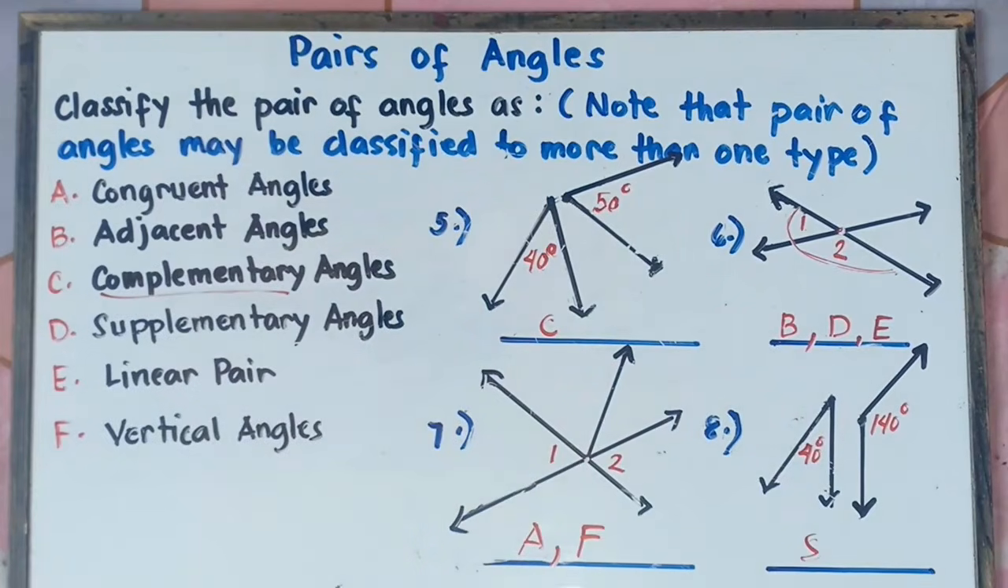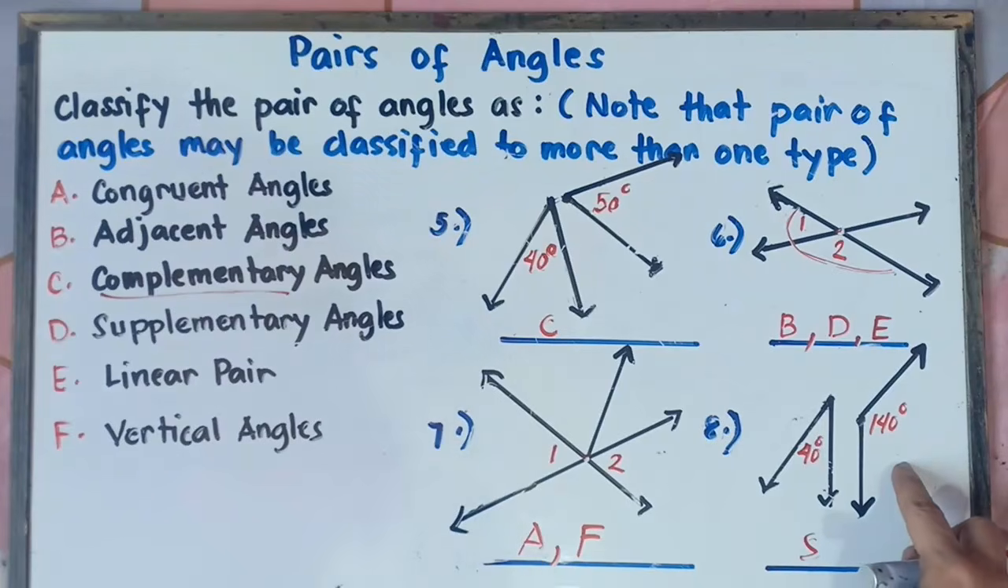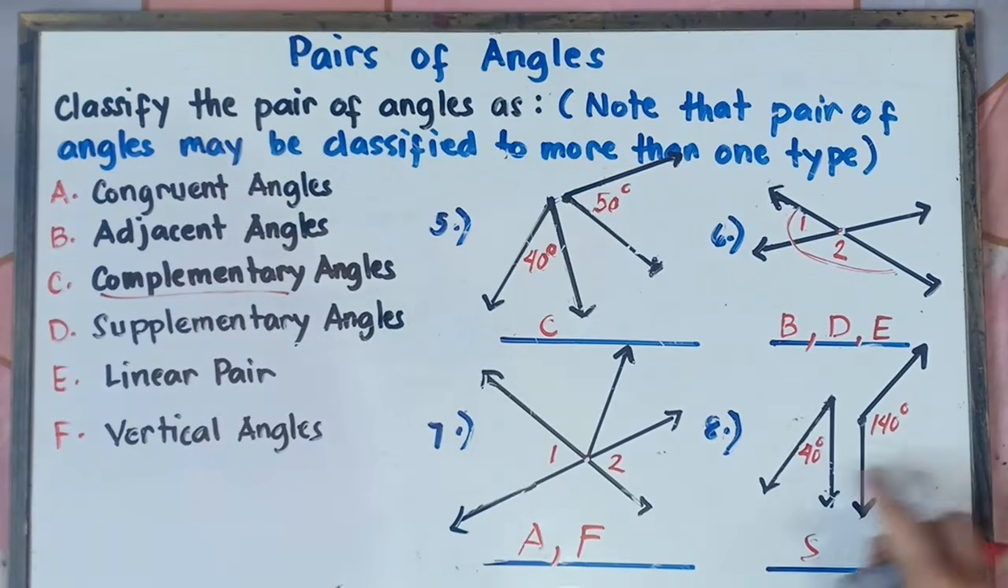Supplementary angles. Can you call this one linear pair? Nope. You can never call this one linear pair because these are not adjacent angles. They add up to 180 degrees, but they don't share a common vertex. They don't share a common side. This is not adjacent angles. Therefore, class, this is only supplementary angles. Vertical angles, nope. This is not vertical angles.